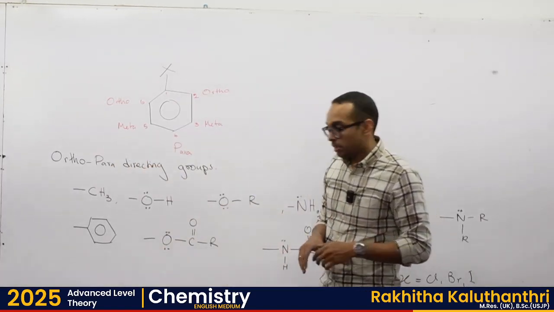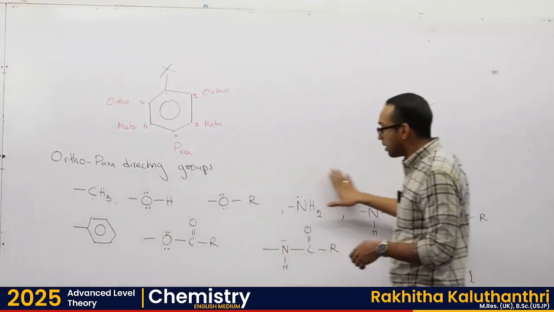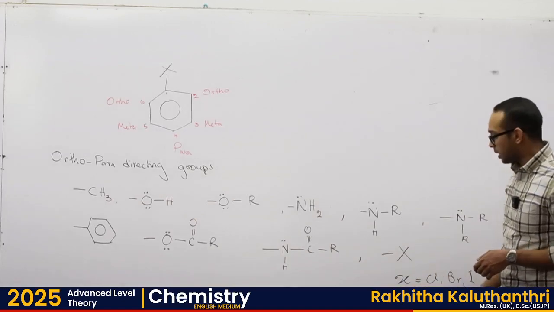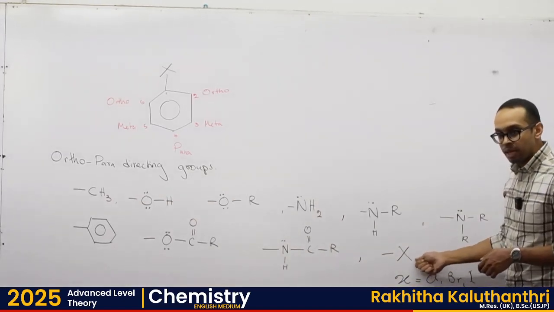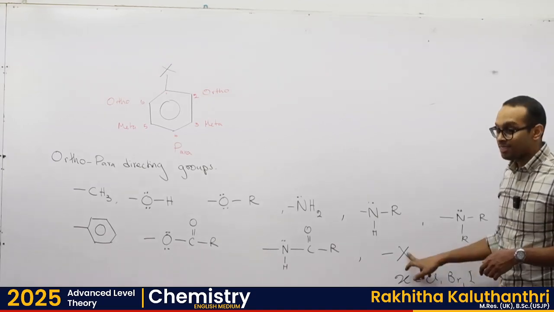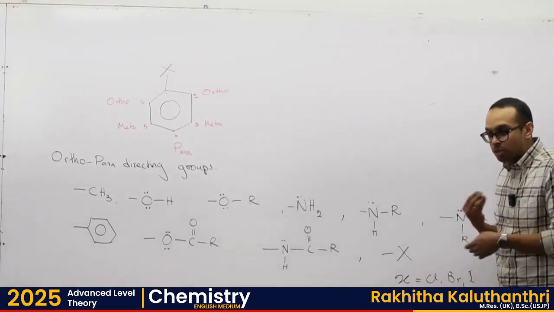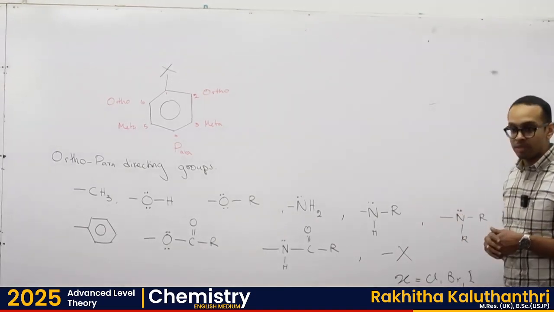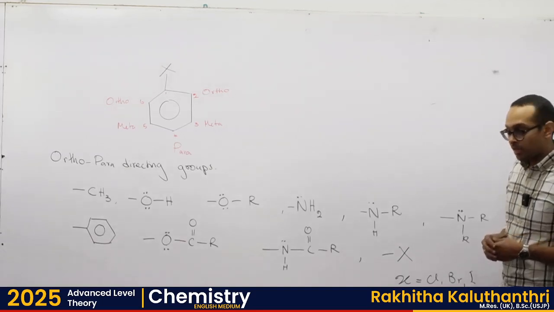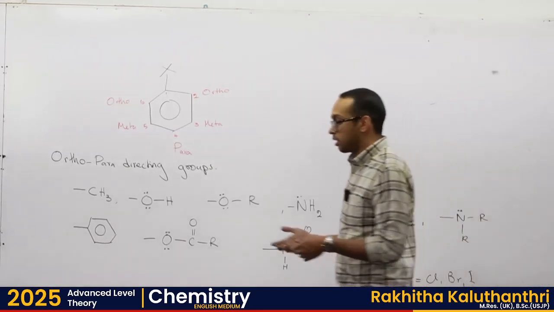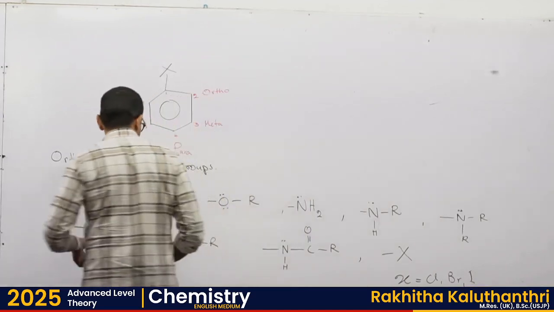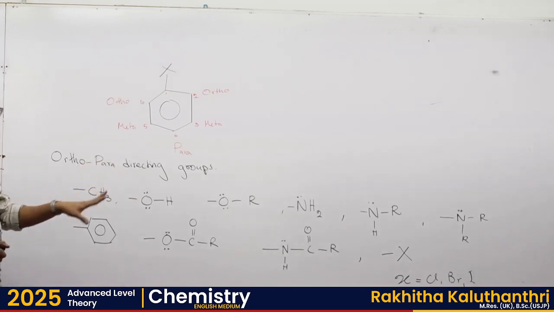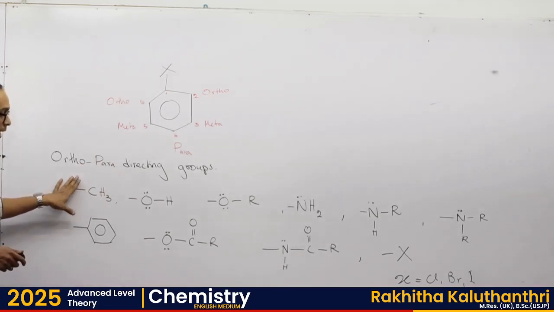Is that clear? So out of these ortho-para directing groups, all of them are ring activators except for halogens. Halogens have this nature to pull electrons from the benzene ring, so therefore it is a deactivating group. Is that clear? So the others are activators. The only exception here are the halogens. All the other ortho-para groups are ring activators.